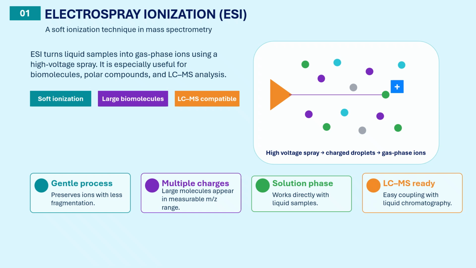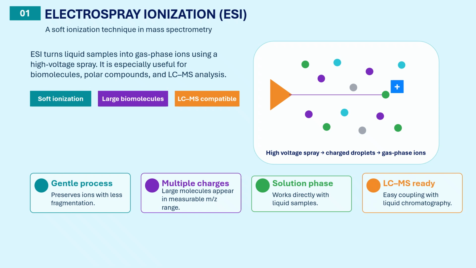In simple words, electrospray ionization takes a liquid sample and converts it into gas phase ions using a high-voltage spray. This technique is especially useful for compounds that are large, polar, or sensitive, such as biomolecules, peptides, proteins, and pharmaceutical compounds. Now, let's understand the basic idea.